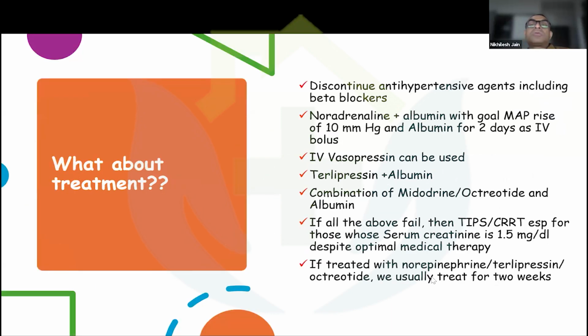So what about treatment? You discontinue the antihypertensive agents, including the beta blockers. Use noradrenaline plus albumin with a goal mean arterial pressure rise of 10 mm mercury and albumin for 2 days as IV bolus. You can use IV vasopressin. A combination of terlipressin and albumin is used. Combination of midodrine or octreotide along with albumin is used, if you feel that the patient can be managed in the ward.